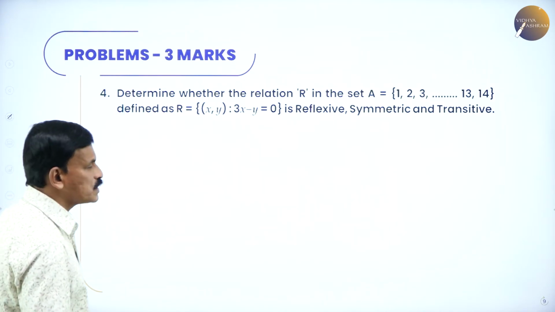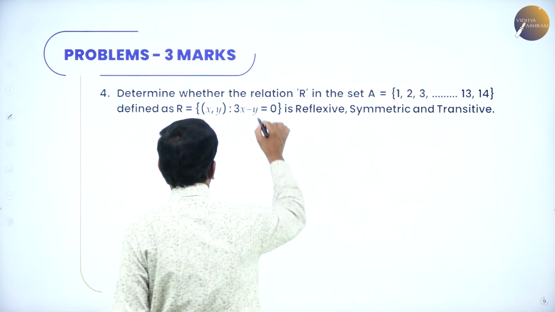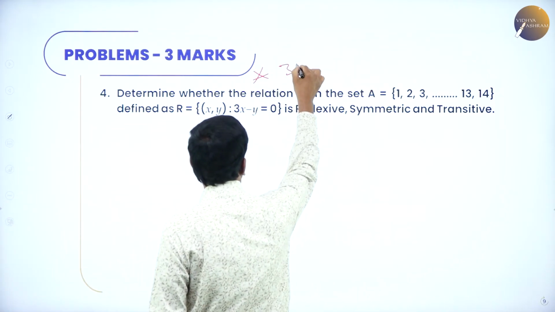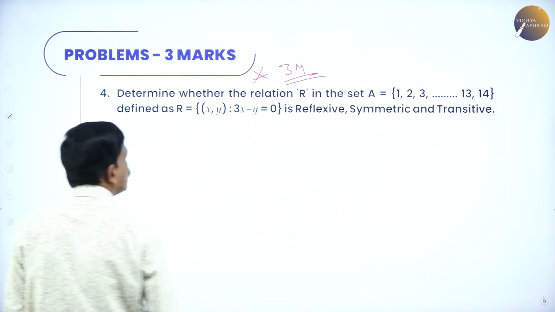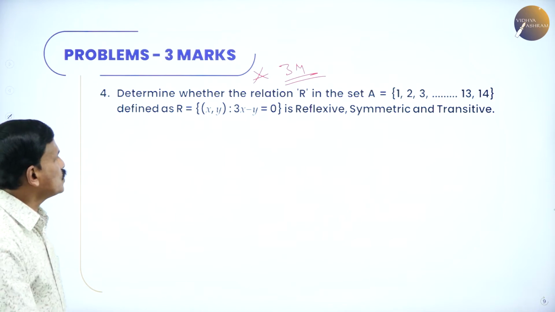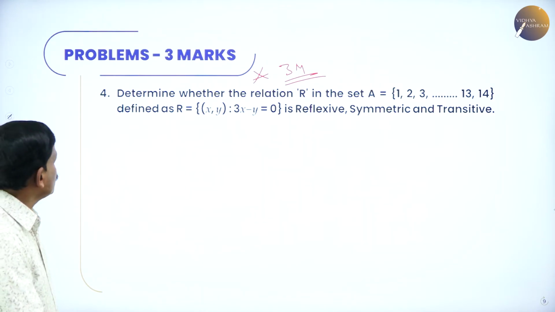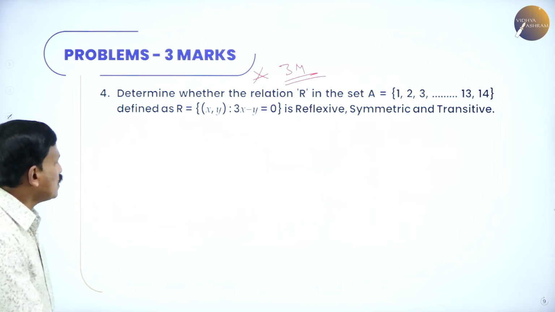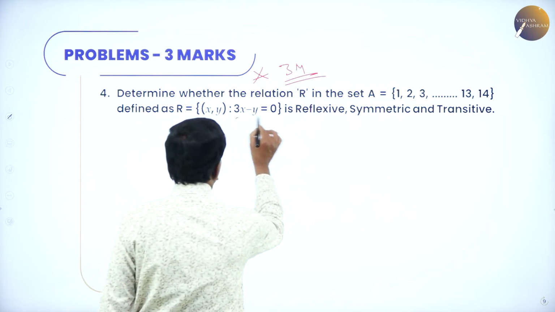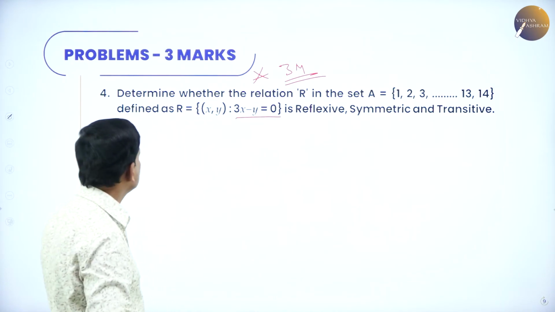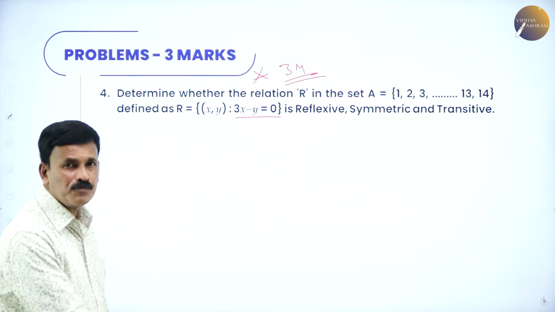Now let us come to this problem. What is the problem given? Determine whether the relation. This is a very important problem. You may expect this question in the examination for 3 marks. Determine whether the relation R in the set A equal to {1, 2, 3, up to 14}, defined by R equal to {(x, y) such that 3x minus y is equal to 0}, is reflexive, symmetric or transitive. We have to verify whether it is reflexive, symmetric or transitive.